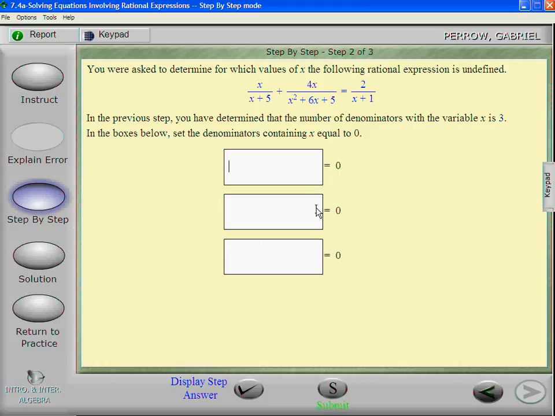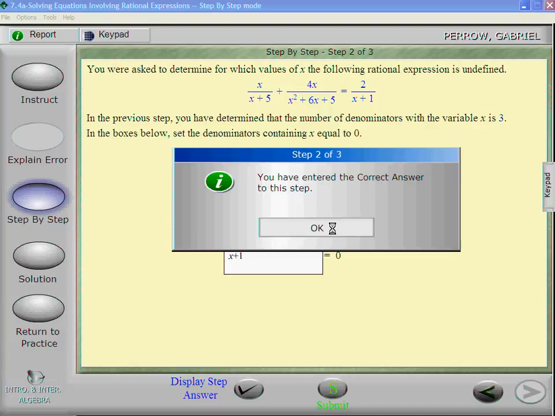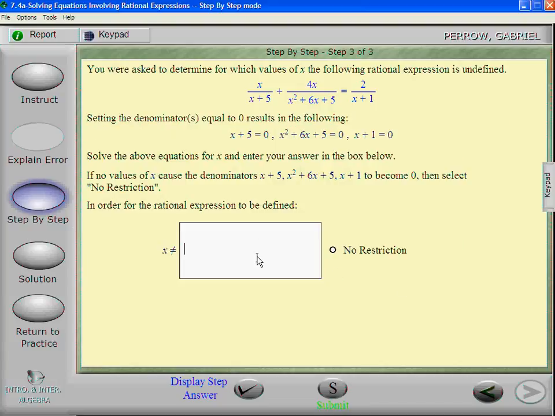And they say set each one equal to 0. So if I said x plus 5, I set that equal to 0. x squared plus 6x plus 5 and x plus 1. And then they say, okay, based on what you've got here, tell us what the restrictions are going to be.